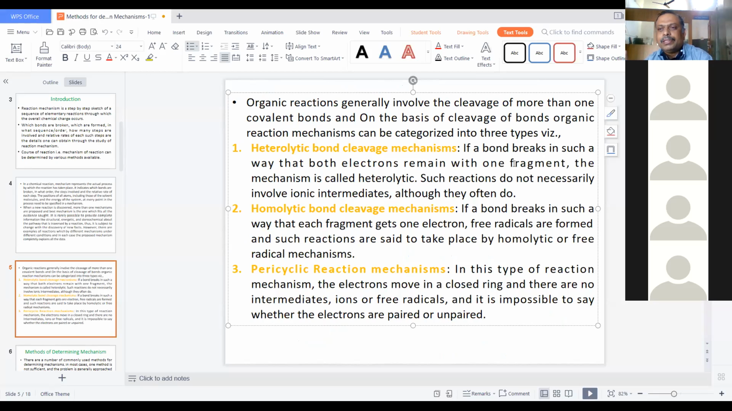The bonding electron present between carbon and hydrogen is shifted towards the carbon atom, within one fragment. The bond pair stays in one fragment.